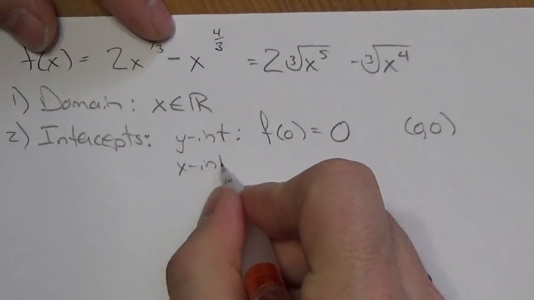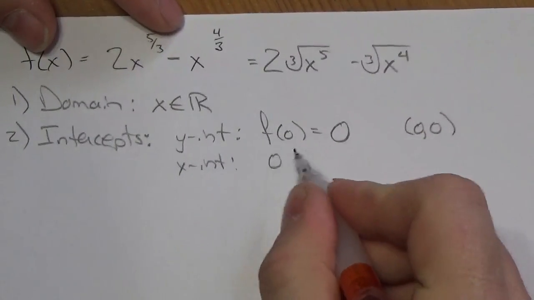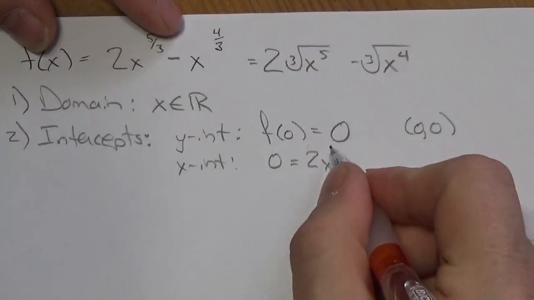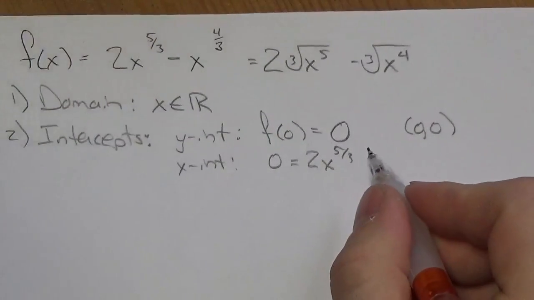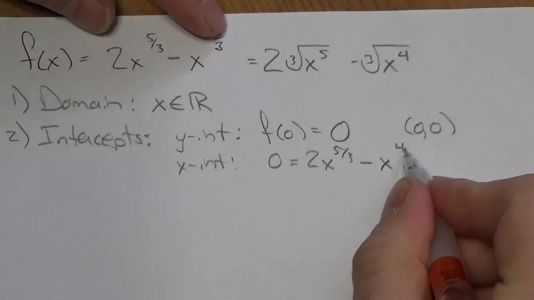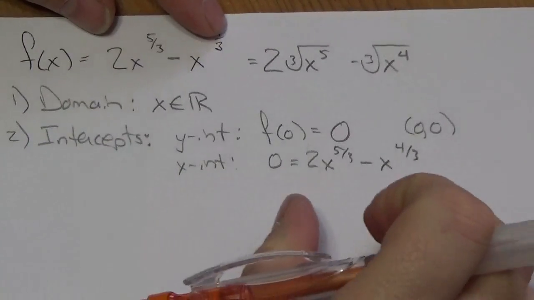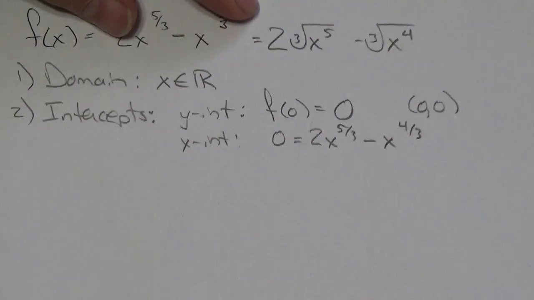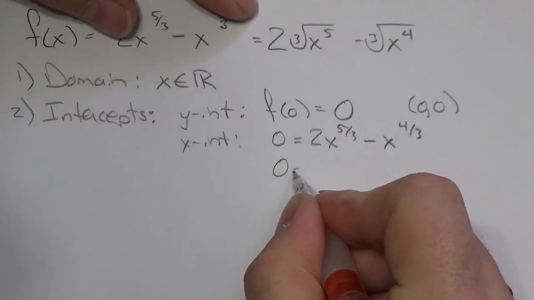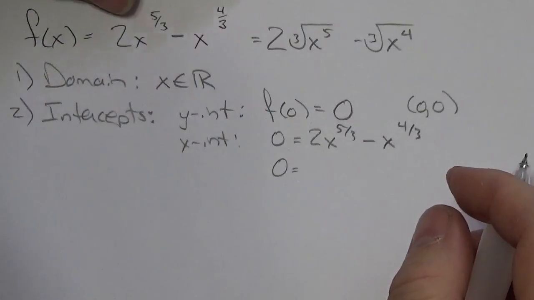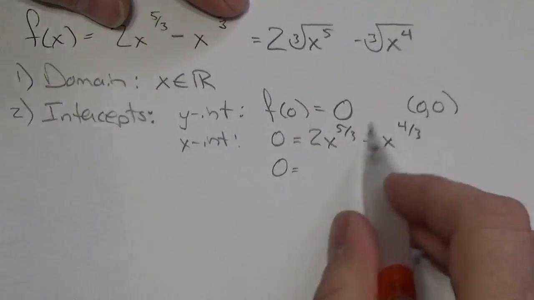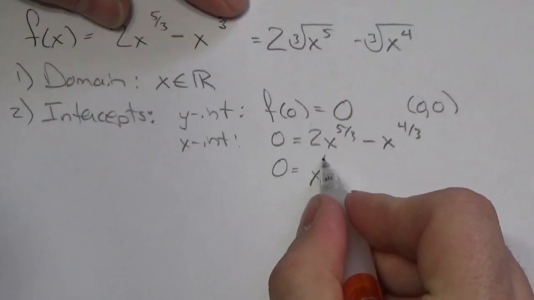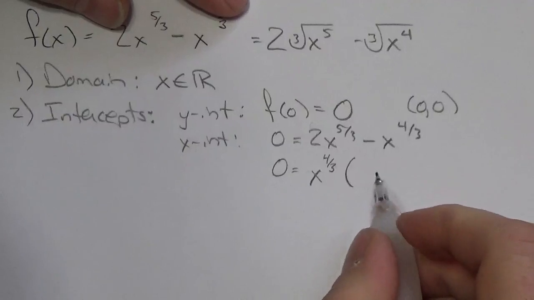Now let's take a look at the x-intercept. I do that by, again, setting the dependent variable equal to 0. So that's 2x to the 5/3 minus x to the 4/3 equals 0. This is an equation I should be solving, and I'm going to do that by factoring. Think back to an earlier chapter in this course: to factor, you take out the common x, but to the smallest exponent. We're going to take out x to the 4/3.